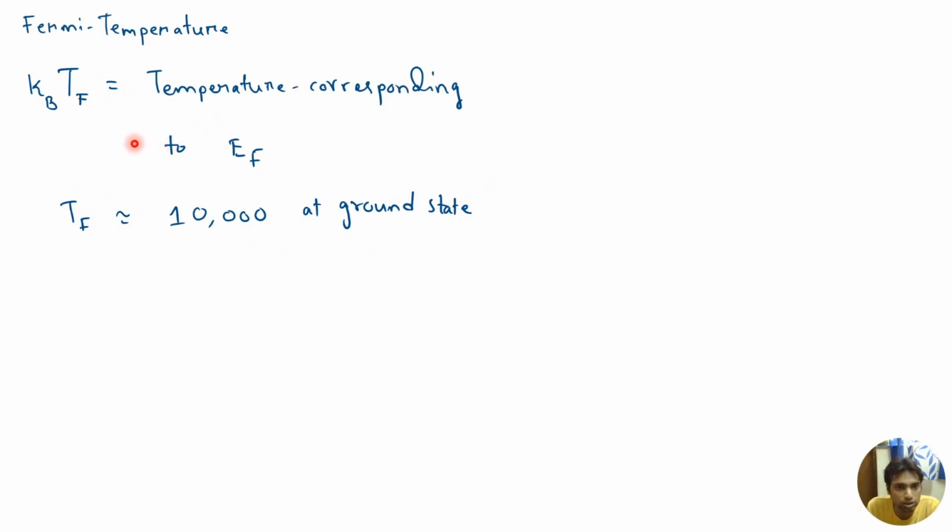So just to understand what the value of TF is. This energy EF is of the order of electron volts, and TF, if you put the value of the Boltzmann constant, take it to the right hand side and calculate TF in Kelvin, even at the ground state, TF is of the order of 10,000 kelvins.